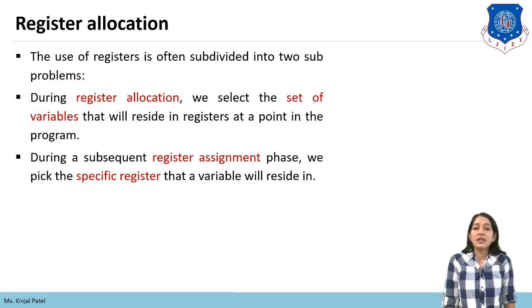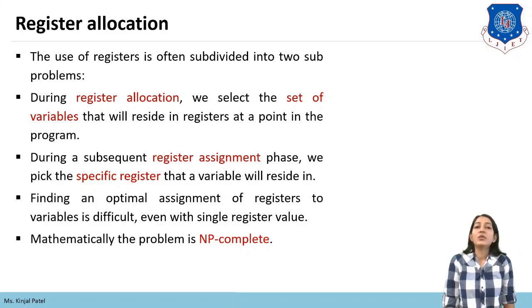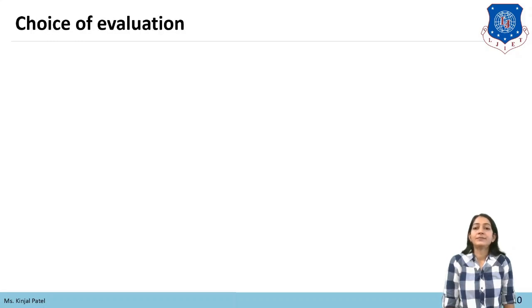So in register allocation, we select the set of variables that will reside in registers, while in register assignment, we pick the specific registers that a variable will reside in. Finding an optimal assignment of registers to variables is difficult even with a single register value. It means we want to use the minimum registers possible, so it is a difficult task. Mathematically this problem is known as an NP complete problem.